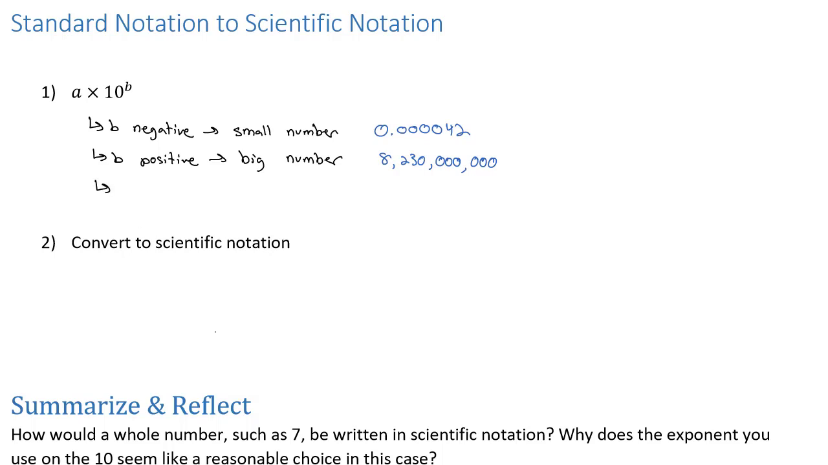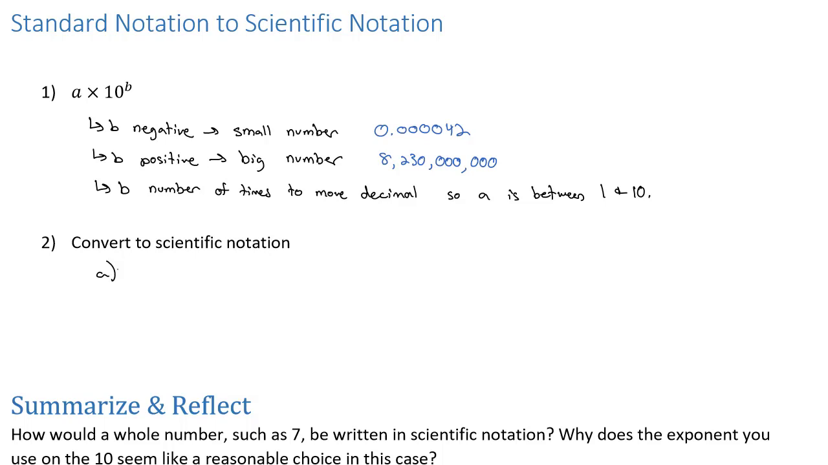So how do I determine what b is? b tells us the number of times to move the decimal so a is between 1 and 10. It can be 1, it can't be 10. So we want it basically to be a single digit followed by a decimal point.